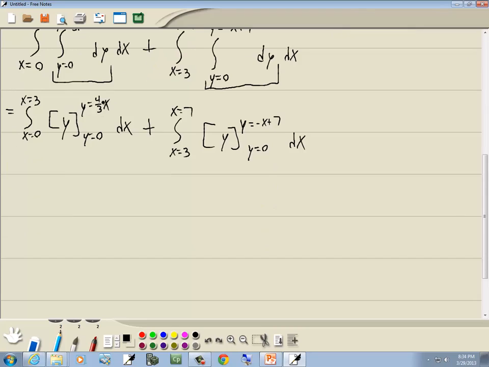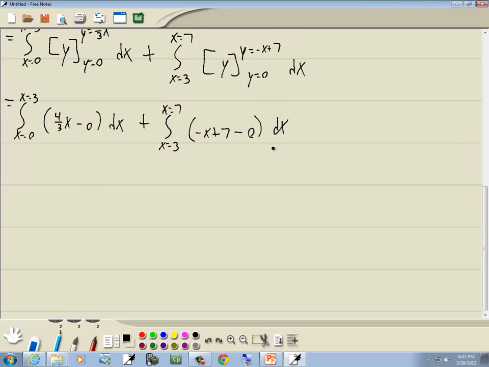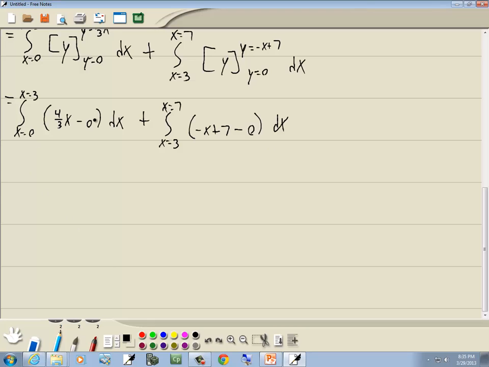Well, we're going to plug these values in for our y. So this is going to be 4/3 x minus 0 dx. Again, I'm plugging the 4/3 x in for the y, minus, and I plug 0 in for the y, plus, and then x equals 3 to x equals 7, and I'll plug that in. So we have negative x plus 7 minus, and then I'll plug the 0 in for the y dx. Well, the 0 drops away, so I'm not going to write it, but we'll ignore it.